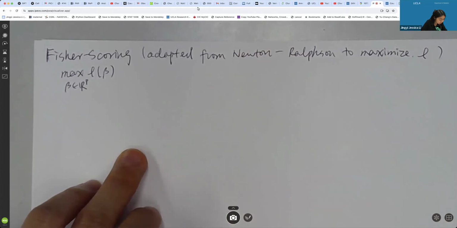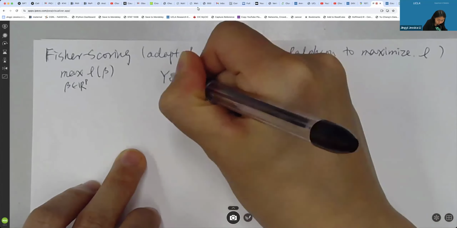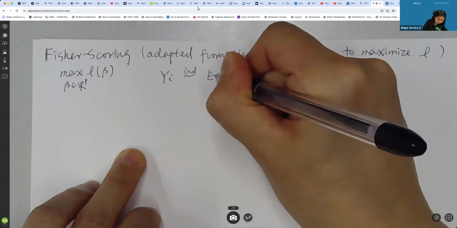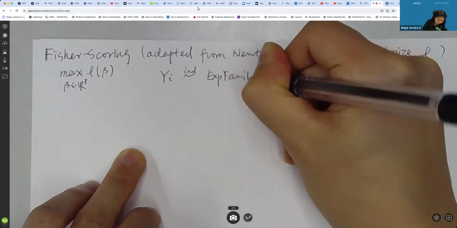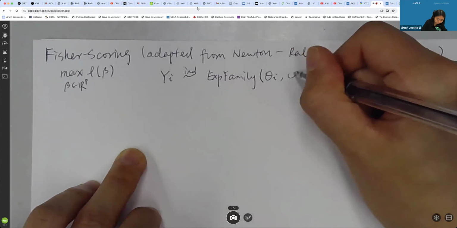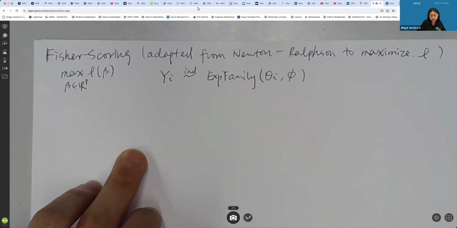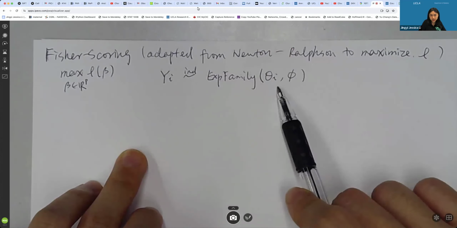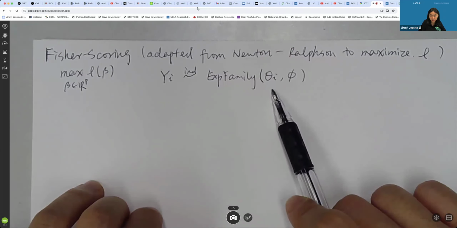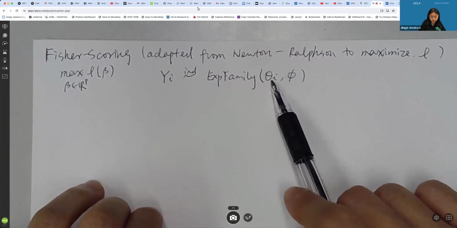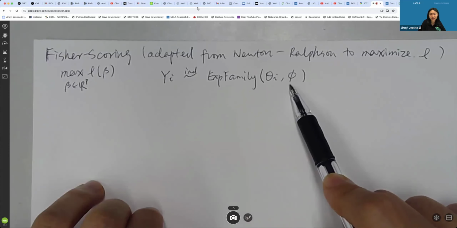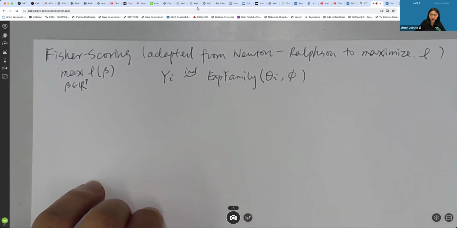Okay, recall that we have yi independently following exponential family with location parameter theta i and scale parameter phi. So not every distribution needs two parameters because, for example, the Bernoulli, Poisson, they only need one parameter, and that's the location parameter. So the location parameter is specific to our response i, but we assume the scale parameter to be the same thing for all i's. This is just for simplicity.